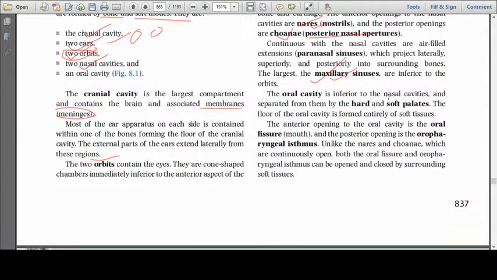The oral cavity is inferior to the nasal cavities, separated from them by the hard and soft palate. Above the hard palate and soft palate there is the nasal cavity. The anterior opening of the oral cavity is the oral fissure.